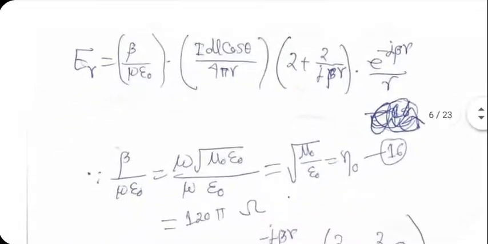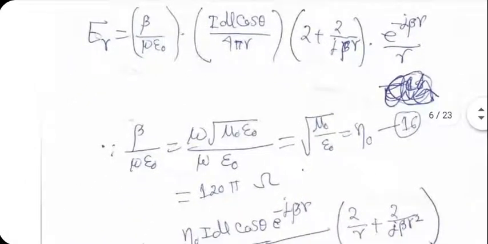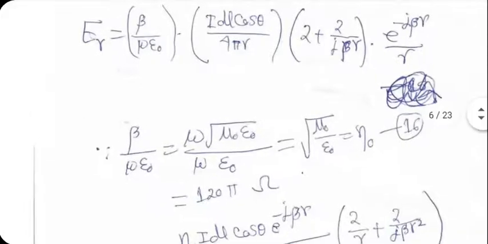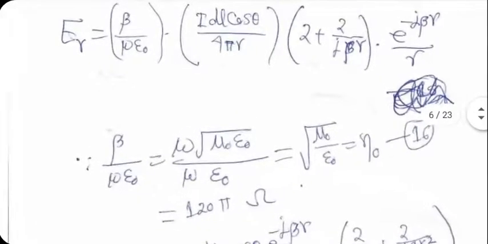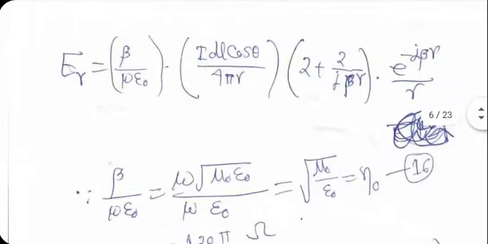And beta upon omega epsilon naught is something that you may want to look at carefully. Beta is 2 pi upon lambda, which is also omega multiplied by square root of mu naught epsilon naught for air medium or for free space. And omega epsilon naught is there. You simplify this, you actually get eta naught, the famous 120 pi ohm term that we saw in engineering electromagnetics. Intrinsic impedance of air or free space is actually involved in ER.